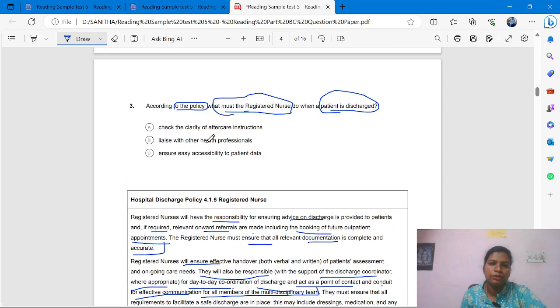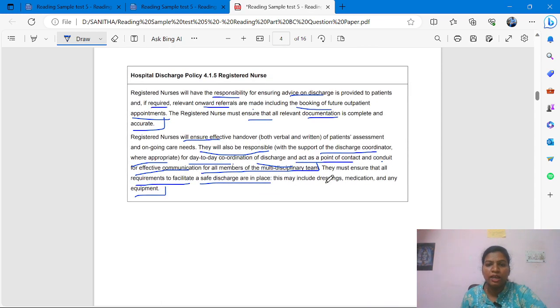And then you have to read the options. Check the clarity of the aftercare: the registered nurse should check the clarity of the aftercare instructions. Something here is in this may include. They must ensure that all requirements to facilitate a safe discharge are in place. This may include dressings, medication, and any equipment.